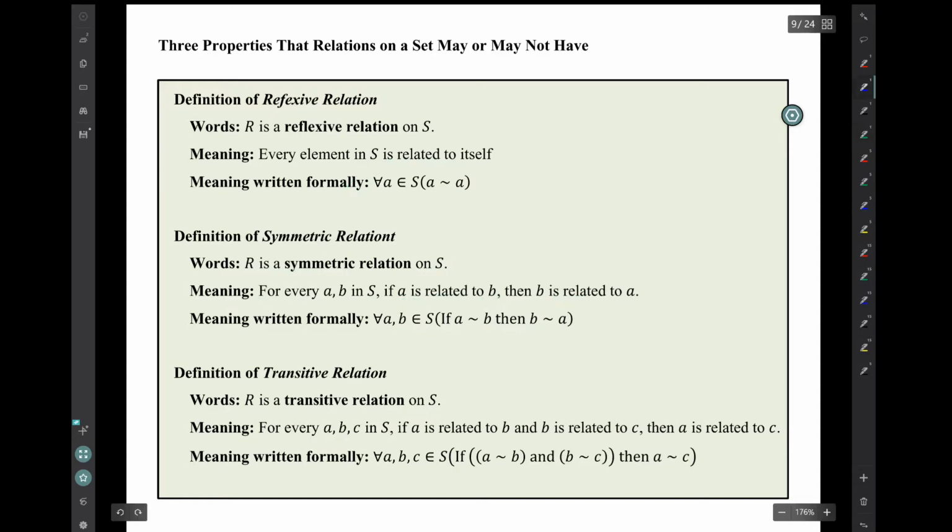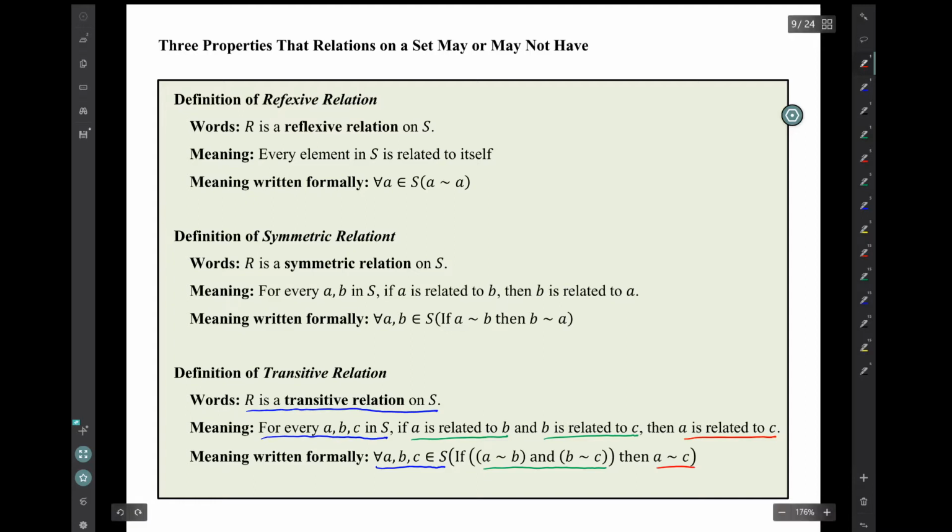Finally, we use these words, R is a transitive relation on S, to mean this: for every A, B, and C in S, if A is related to B and B is related to C, then A is related to C. Written formally, that is abbreviated using logical symbols, we would write, for all A, B, and C in S, if A is related to B and B is related to C, then A is related to C.